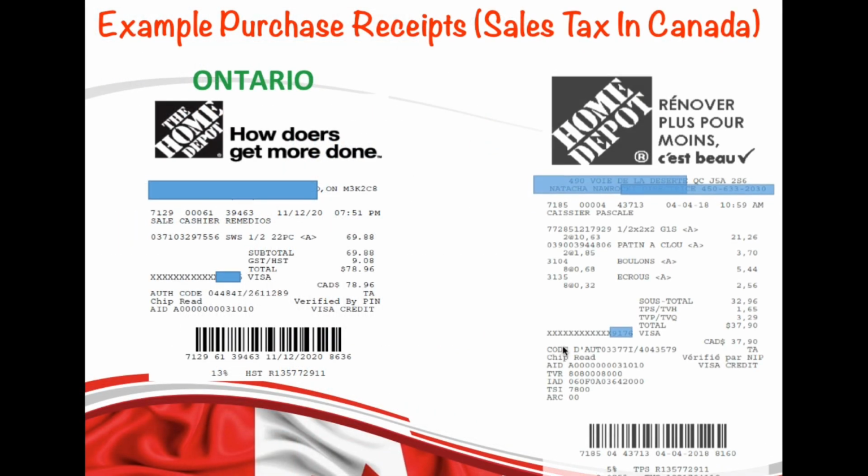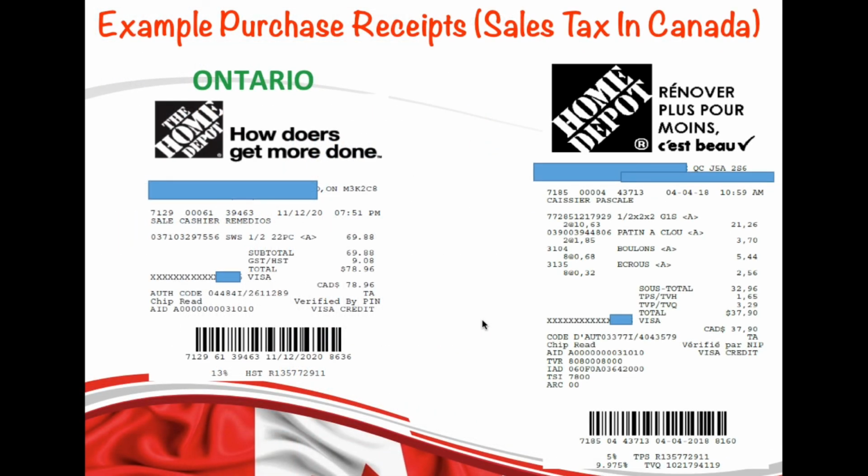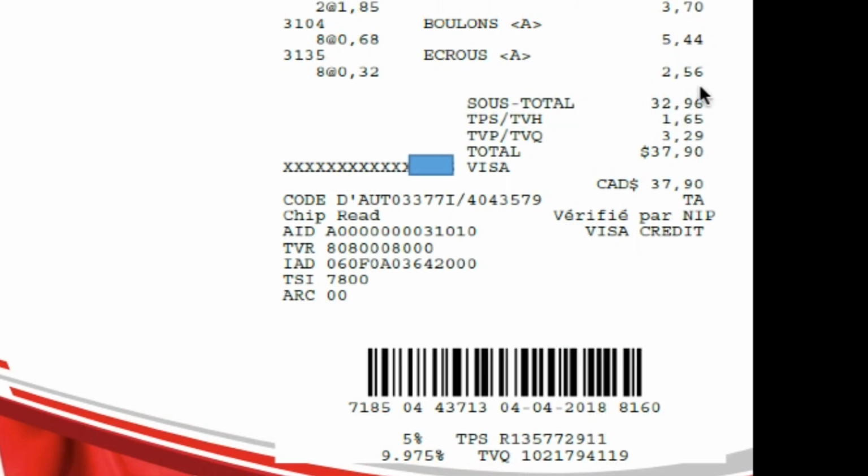Now let me show you another receipt from the province of Quebec. As you can see, the purchase price of these items was $32.96. So they charged TPS, which is GST, that is 5%. And they also charged PST. In Quebec, they call it TVP or TVQ. So 5% for federal tax and 9.975% for provincial tax. So after adding all the taxes, the total came out to $37.90.